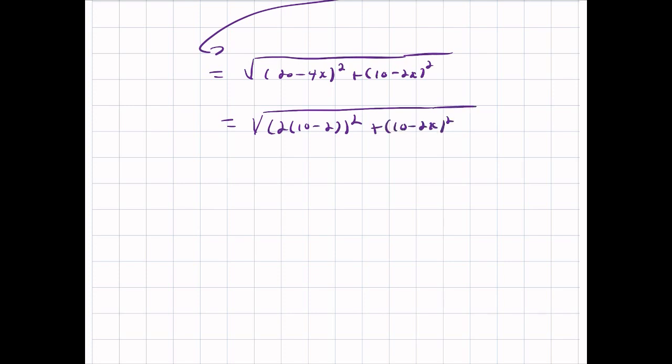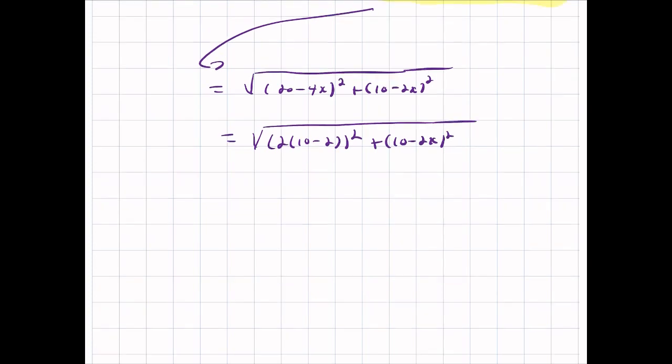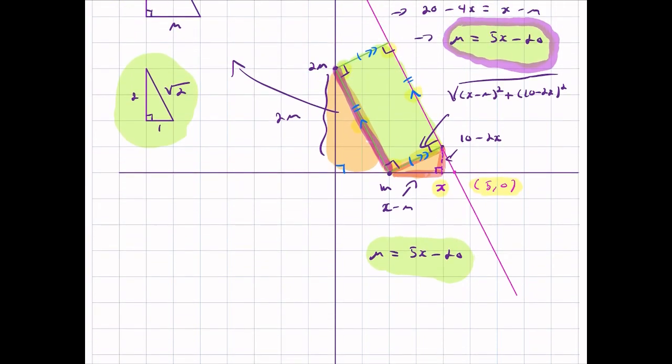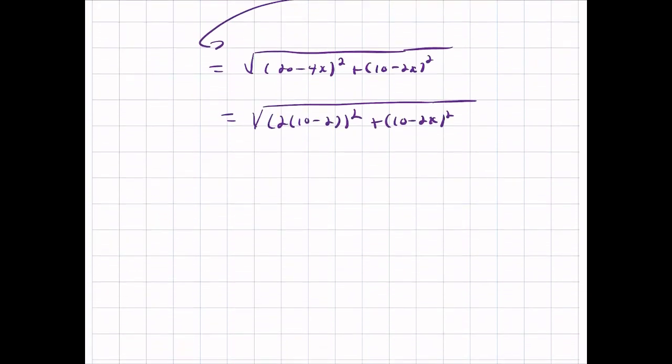Because I'm thinking ahead to trying to get 10 minus 2x squared as a factor, so that then I can take the square root and square it and get the absolute value of 10 minus 2x. But because from the situation that we're modeling x has to be between 0 and 5, we actually don't have to worry about that. We'll see what I mean in just a second.